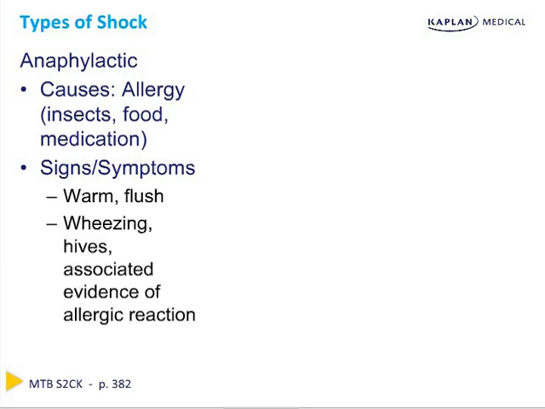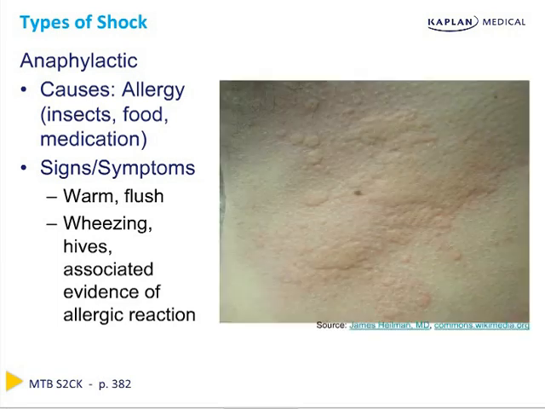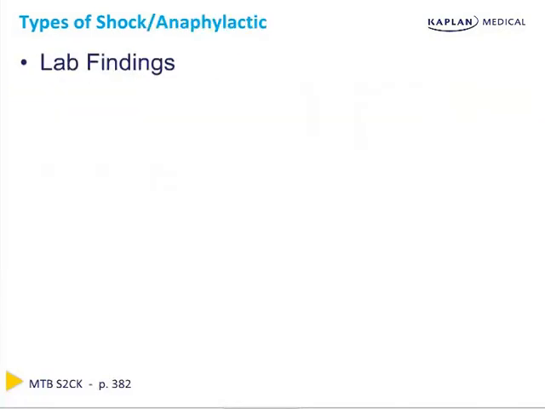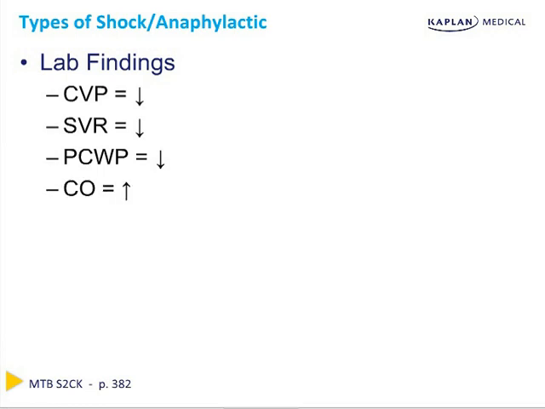These patients will also present with other effects of histamine, including wheezing due to histamine-induced bronchoconstriction and hives, which are seen in the image to the right and occur as a result of leakage of fluid from capillaries into the dermis. From a laboratory standpoint, these patients have low central venous pressure and low systemic vascular resistance, as expected with all types of distributive shock, and their capillary wedge pressure is also low, which differentiates anaphylaxis from septic shock. The differentiating lab finding from neurogenic shock is that in anaphylactic shock, histamine acts as a chronotropic agent, increasing the heart rate and the cardiac output.